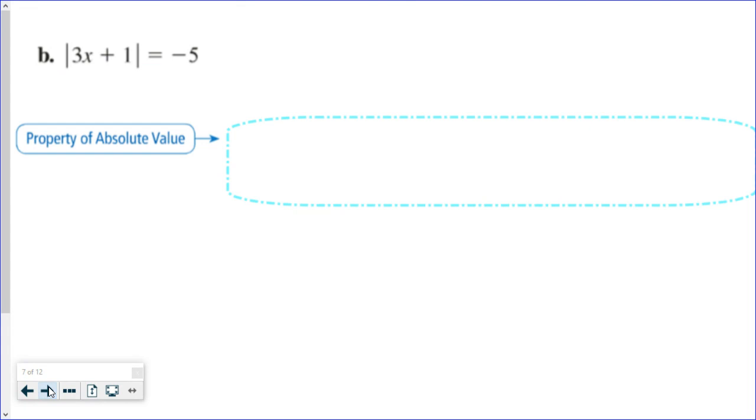Okay, this one is tricky. Ooh, why? What's the first thing I told you to check? This is an absolute value, but can an absolute value ever equal a negative?